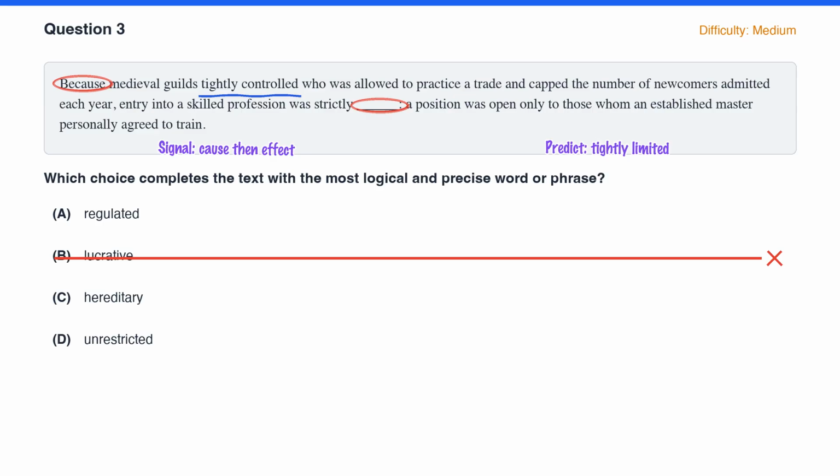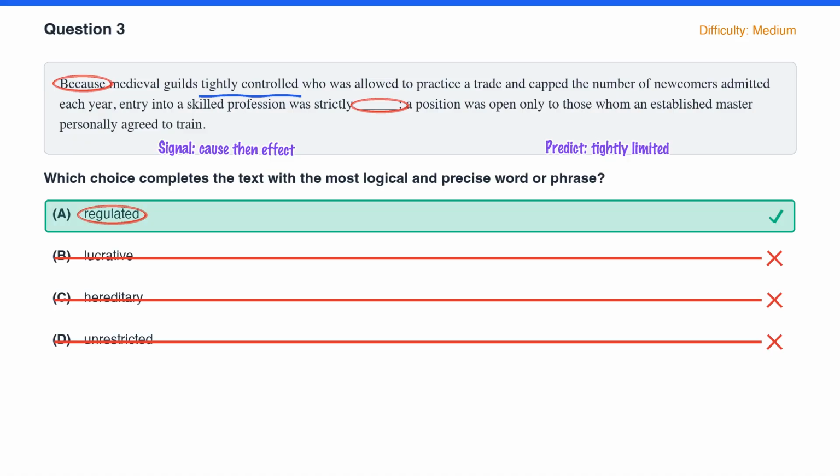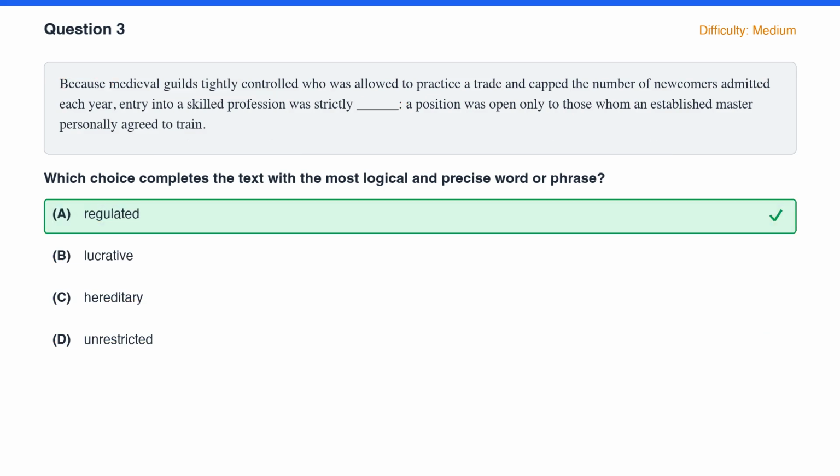C. Hereditary sounds medieval and tempting, except the passage says access depended on a master agreeing to train you, not on your birth. Drop it. D. Unrestricted is the flat opposite of capped and controlled. Gone. A. Regulated is the tightly controlled access we predicted. A. Holds. Regulated is right because it closes the because clause, strict control going in, limited access coming out. Hereditary was the trap that rewards guessing the era instead of reading the sentence.